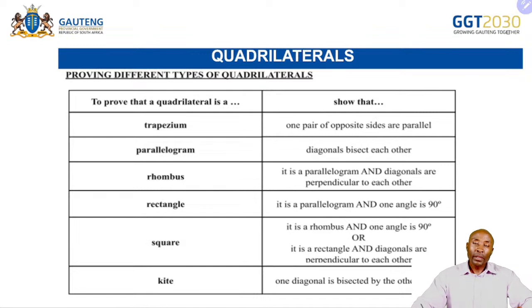A square, we know that all the properties of a rhombus apply in a square, and we know that the interior angles of a square are 90 degrees, and we know that the diagonals bisect each other perpendicularly in a square. A kite, we know that a pair of adjacent sides are equal in length, and we know that one diagonal is bisected at 90 degrees.